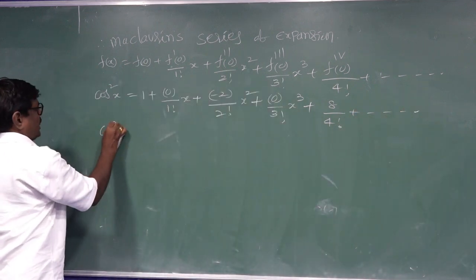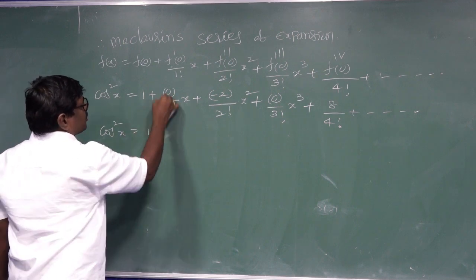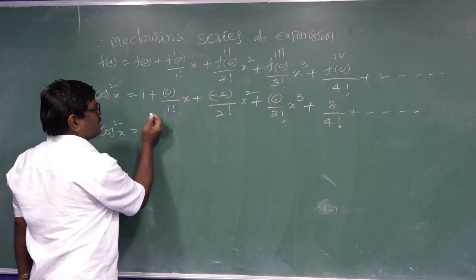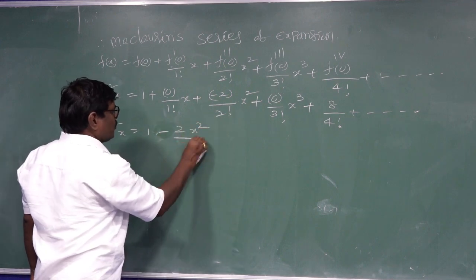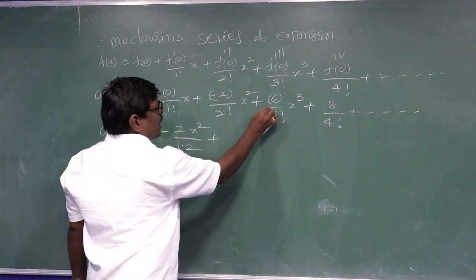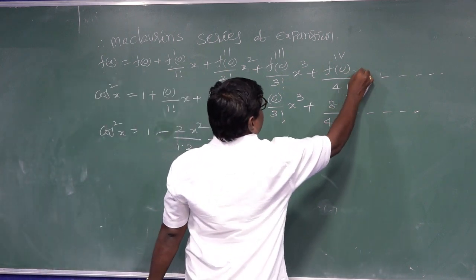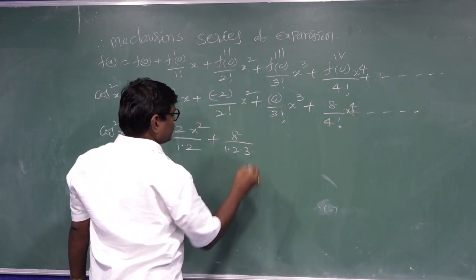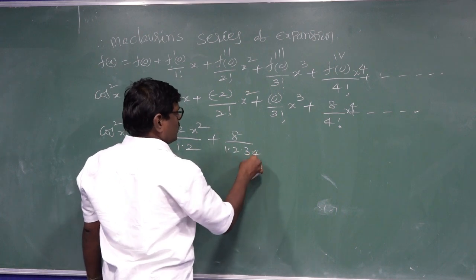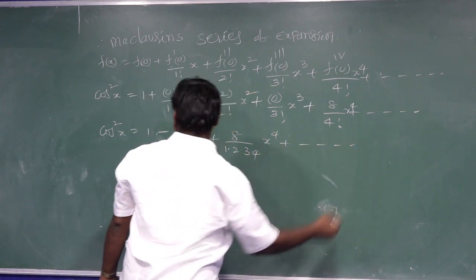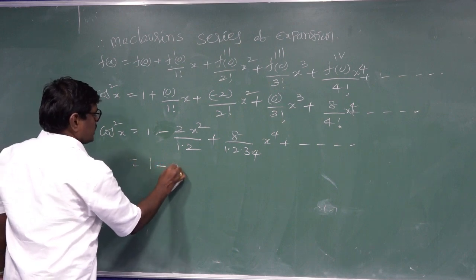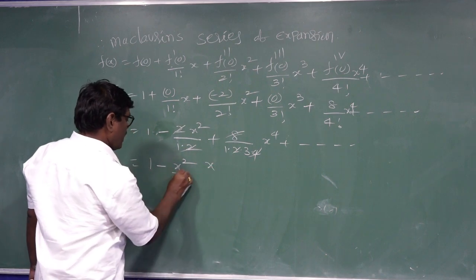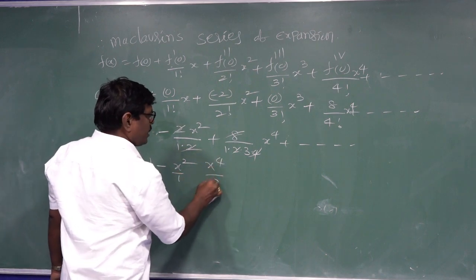So cos square x equals 1, then this value is 0, 0 by 1 factorial into x is 0. The next value is minus 2 by 2 factorial, 1 into 2, x square, plus this value 0, plus 8 by 1 into 2 into 3 into 4 into x power 4, plus so on. That equals 1 minus x square, the 2 cancels, plus x power 4 by 3, plus so on.